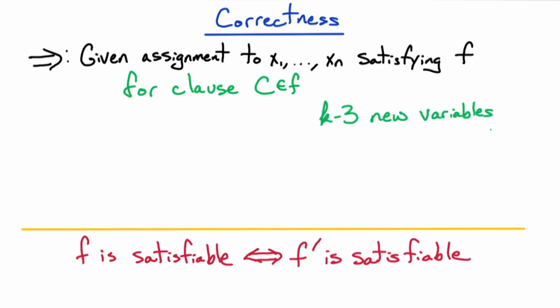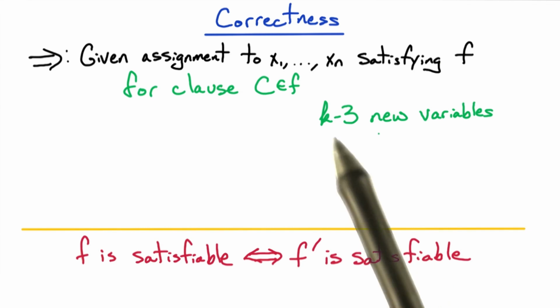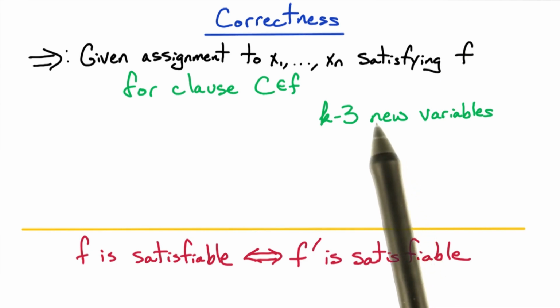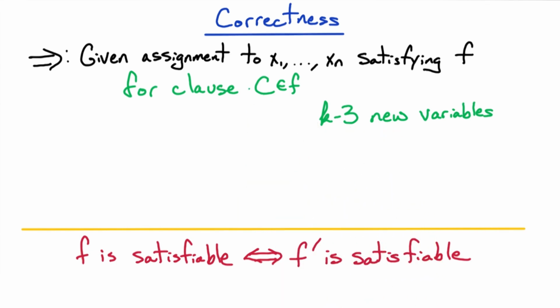Now the key is that C prime uses k-3 new variables. These variables only appear in C prime for C. They don't appear in any other sequence of clauses. So the new variables for C are distinct from the new variables for any other clause. So we can set these variables however we want with respect to C, and this won't affect any other clauses.